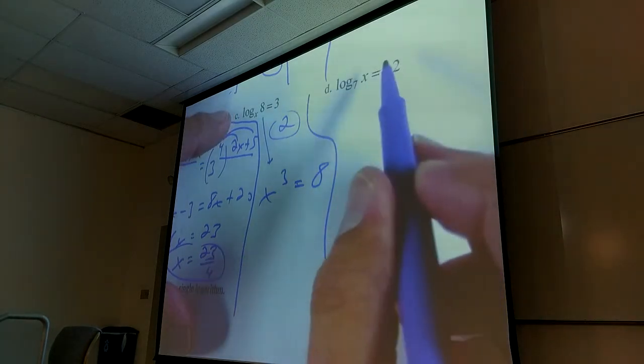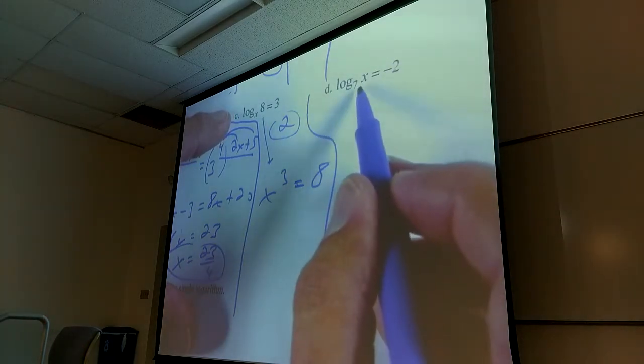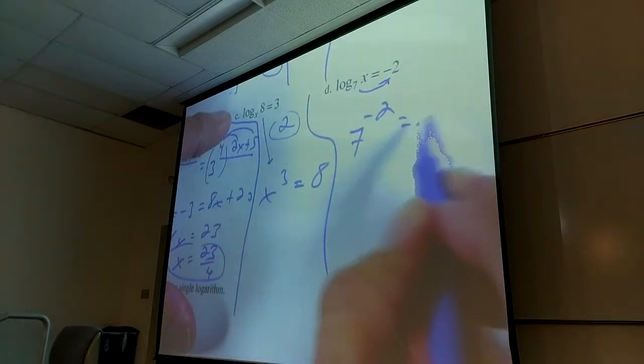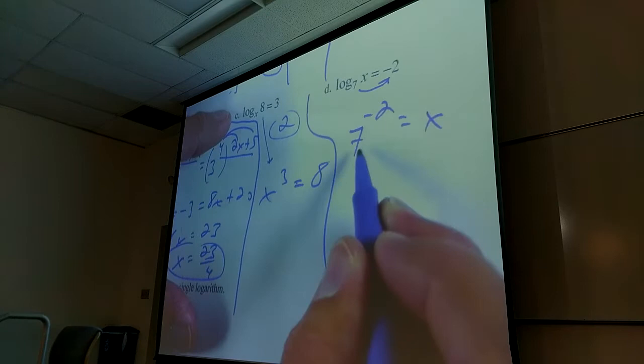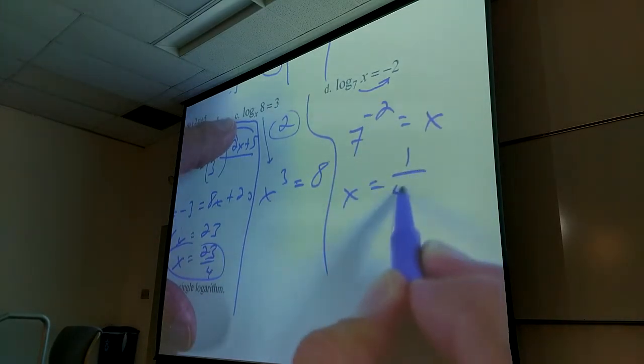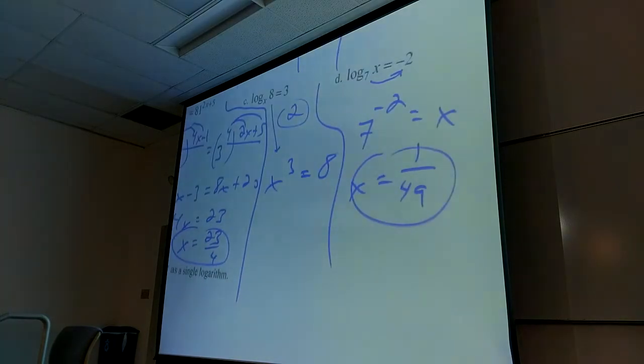Now this one, it's all about rewriting it, right? How do I rewrite this? 7 to the negative 2. So if I just do this, I'm done. Yeah, 7 squared is 49, and you flip it.